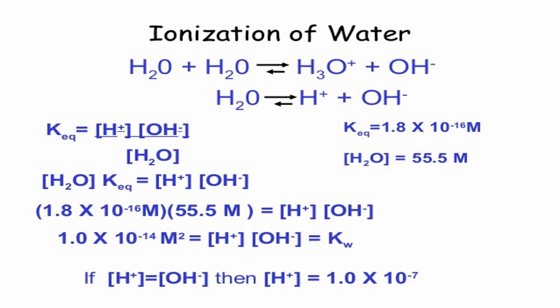And in water, there is an equimolar amount of hydroxyl and hydrogen ion, so we can replace hydroxyl with hydrogen. Then H square is equal to 1 into 10 raised to power minus 14. Taking the square root, we get hydrogen equal to 1 into 10 raised to power minus 7. So in water, there is 1 into 10 raised to power minus 7 mole of hydrogen ion.